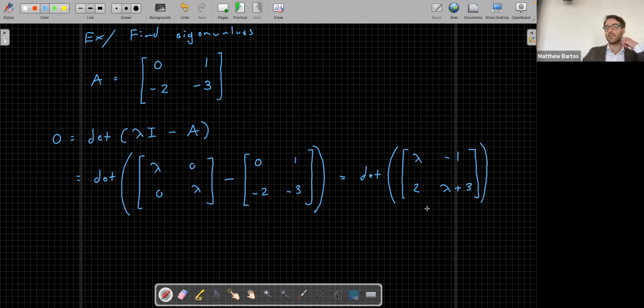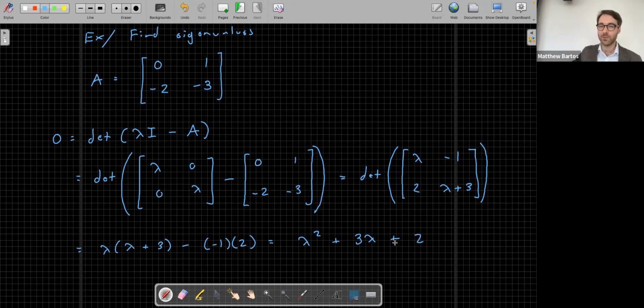And we can compute the determinant of a 2x2 matrix. If you remember, we take the elements along the diagonal and multiply them by each other, and then we subtract the product of the elements along the anti-diagonal. So this is our expression for the determinant of a 2x2 matrix. If we compute that, we get lambda times lambda plus three minus negative one times two. If we expand this out, we get lambda squared plus three lambda plus two.